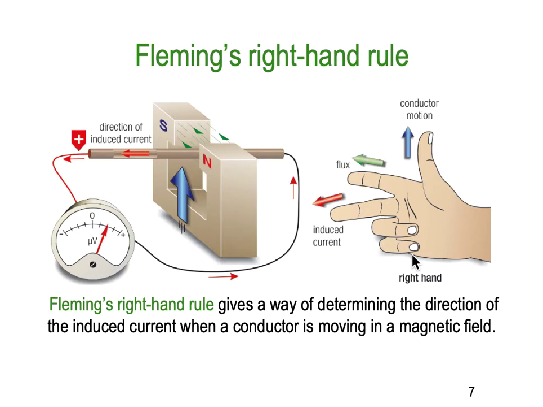This introduces us to what we call Fleming's right-hand rule. If we use our thumb as the direction of motion, our index finger is the direction of the flux, and our third finger is the direction of the current. Fleming's right-hand rule gives a way of determining the direction of the induced current when a conductor is moving in a magnetic field. In this particular case, the flux is moving north to south. We're moving the conductor up through the field, therefore the induced current is from the right to the left.